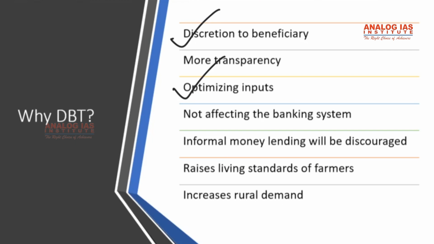And since the amount is directly coming to the farmer's bank account, it will ensure transparency and the banking system also won't be affected. Informal money lending will be discouraged. See, because of this informal money lending, there's a lot of indebtedness in rural areas which is leading to farm distress and in turn resulting in a lot of farmer suicides. So all this can be brought under control. It raises living standards of farmers and increases rural demand, which will help the economy on the whole.